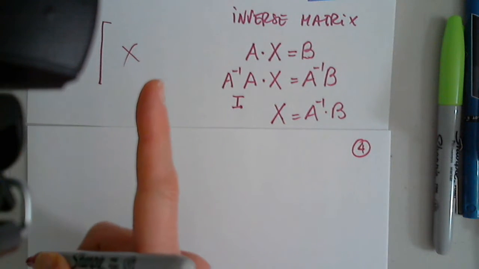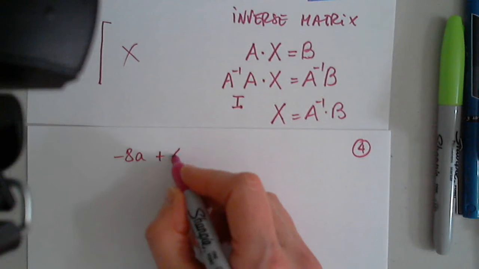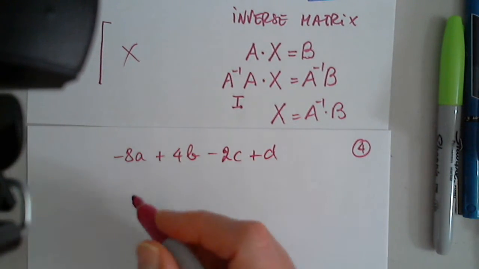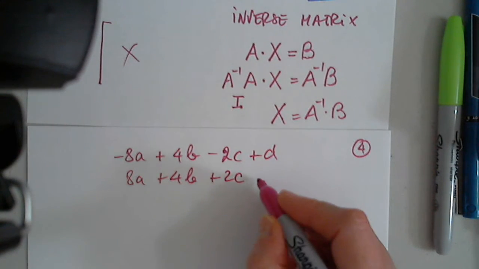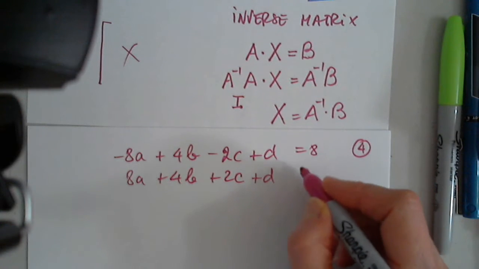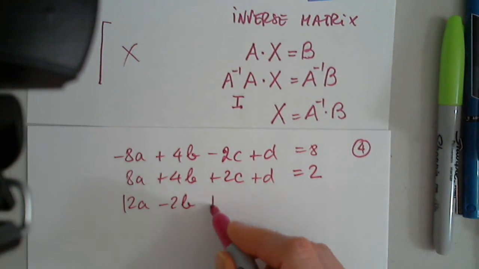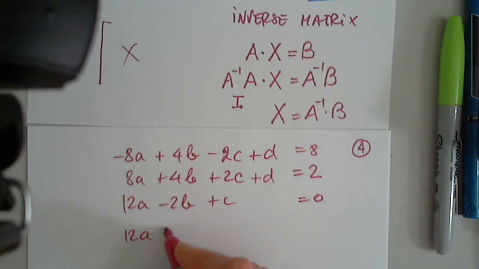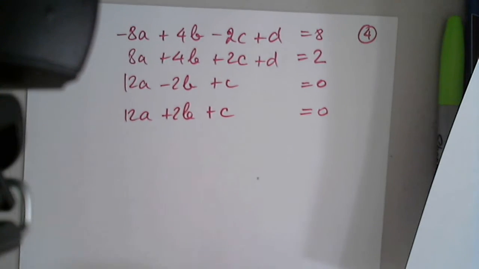Okay, so I'm going to rearrange that matrix correctly. So negative 8a plus 4b minus 2c plus d equals 8, 8a plus 4b plus 2c plus d equals 2, 12a minus 2b plus c equals 0, and 12a plus 2b plus c equals 0. And now let's identify those matrices.